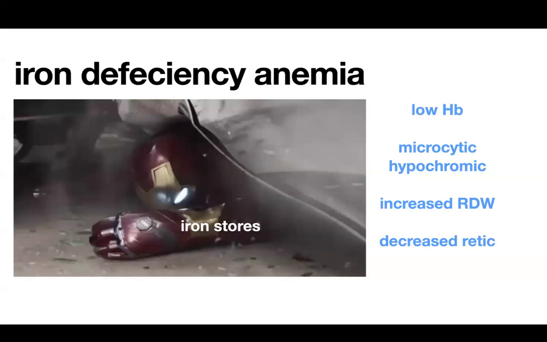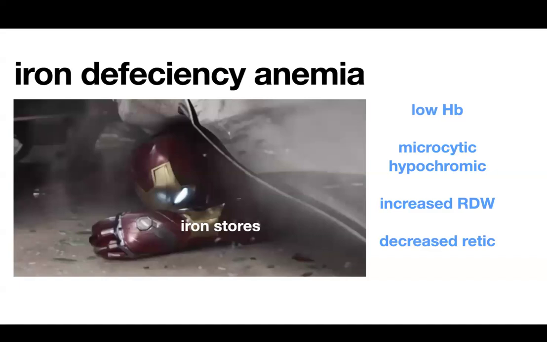First thing you can see is a low hemoglobin, confirming that this patient actually has anemia. Patients with iron deficiency anemia have microcytic hypochromic anemia. They also have an increase in the RDW, which means they're going to have some big RBCs and some small RBCs and some normal RBCs, and there's going to be a lot of variation in size. This is a very heterogeneous RBC count. Finally, the reticulocyte count is going to be decreased.